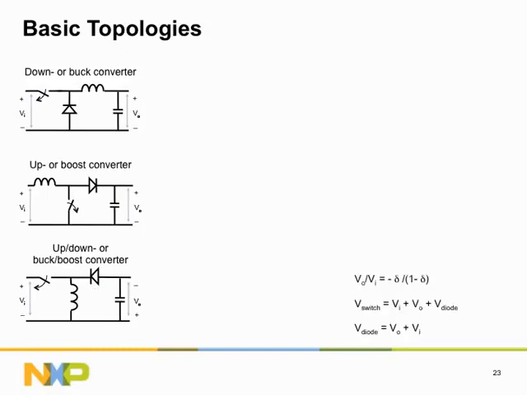The relation between the input voltage Vi and the output voltage Vo is given in the first equation. The output voltage is equal to minus delta times the input voltage divided by 1 minus delta. When delta is exactly 1/2, the output voltage is equal to the input voltage, apart from a sign change. When delta is below 1/2, the output voltage is lower than the input voltage. And when delta is above 1/2, the output voltage is higher than the input voltage.